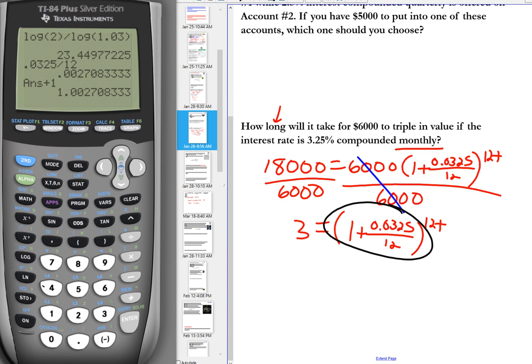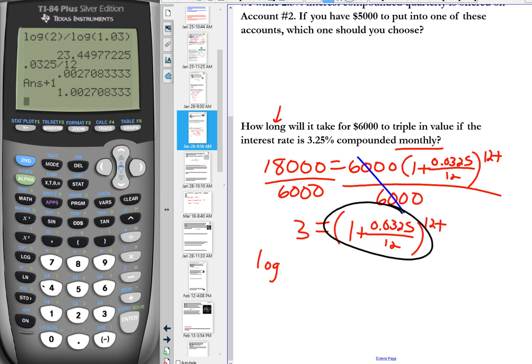So I'm going to do this. I'm going to say, all right, that's the log of this huge 1 plus 0.0325 over 12 of 3 is equal to 12t. What would the last step be? I wasn't able to get t by itself yet. I have to do one more step. I have to divide by 12.